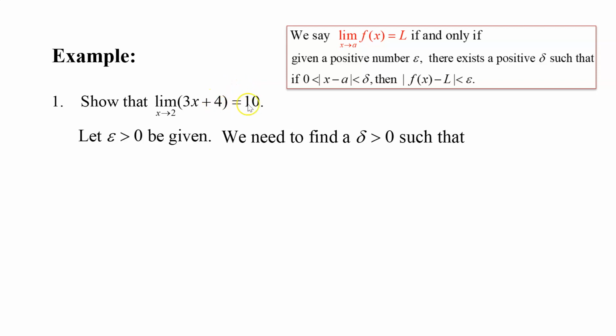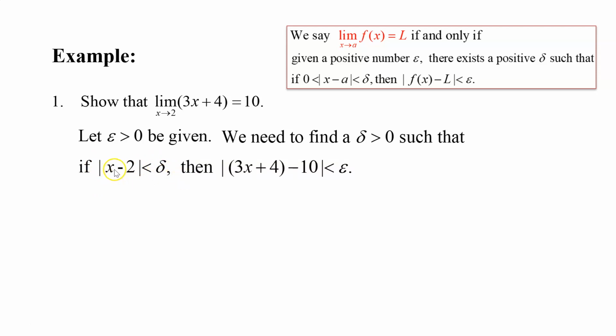But how we are going to prove or show that this limit equals 10 is we are going to refer back to the definition which used epsilon and delta previously. This one in the box. So let epsilon greater than 0 be given. Okay, epsilon is always greater than 0. We need to find a delta greater than 0 such that if modulus x minus 2 is less than delta.